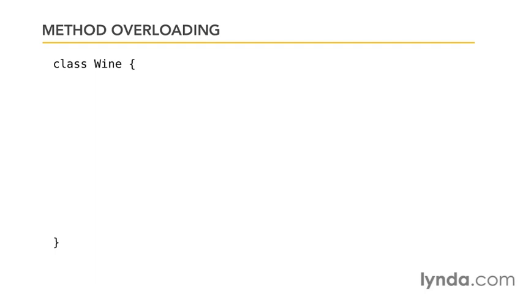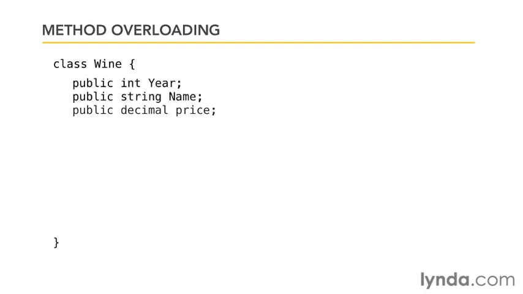And you can remember from earlier examples, I've got a class here called wine. And I can declare some member variables like year, name, and price, as I've done in the past. And you've probably seen me do something like this, where I declare a constructor function called wine, which is the same name of the class.